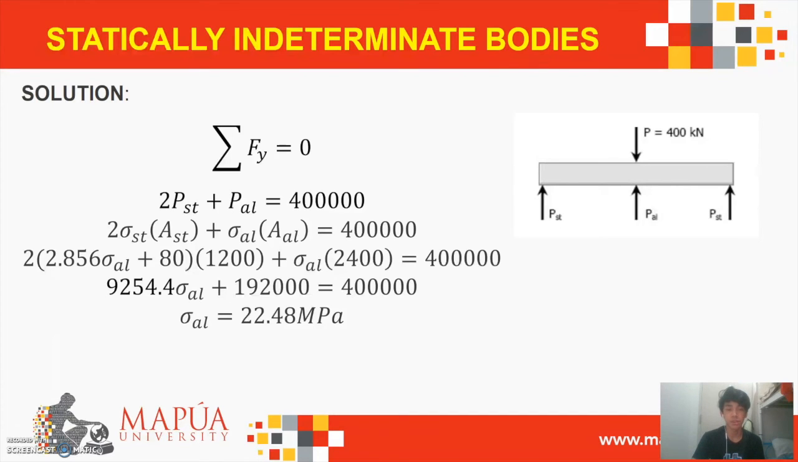Then we will have an equation which is 9,254.4 times stress of aluminum plus 192,000 equals 400,000. This equation will give us the value for the stress of aluminum, which is 22.48 megapascal, which solves our problem.